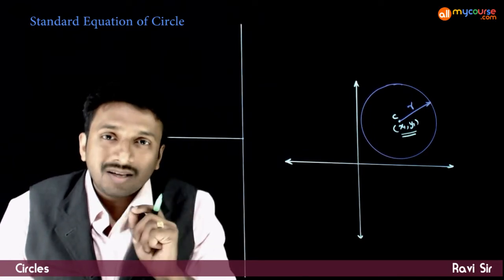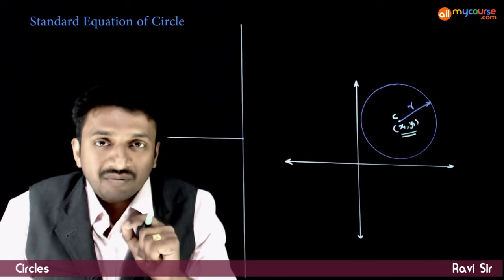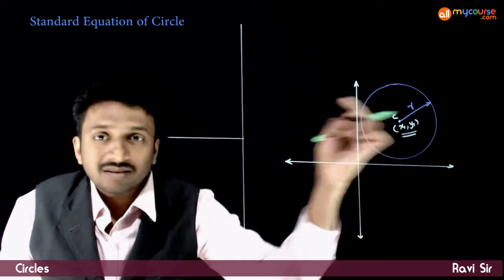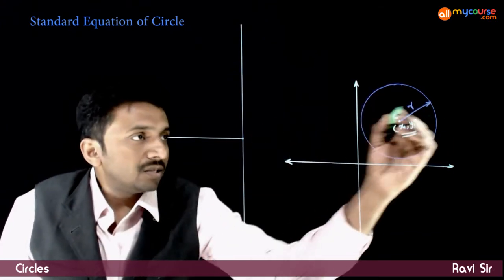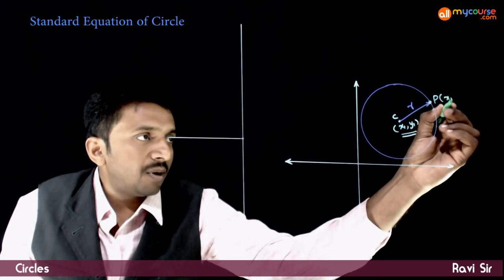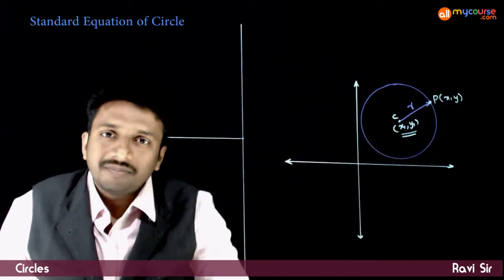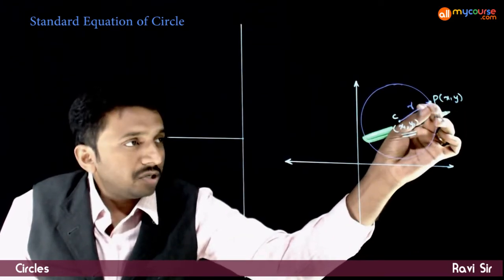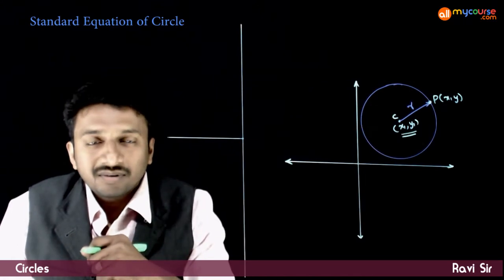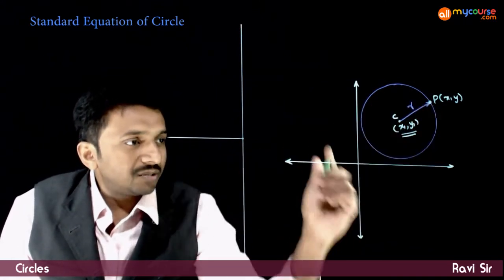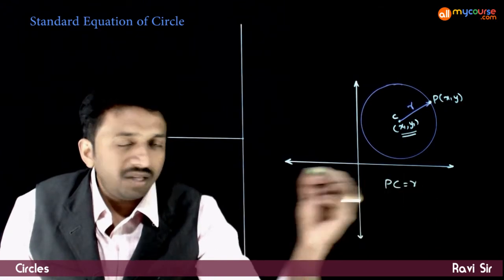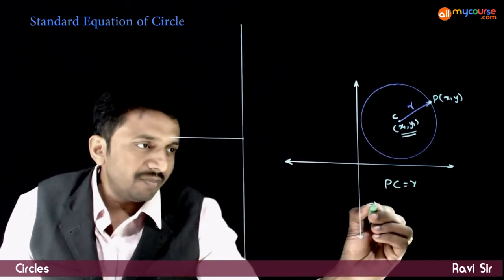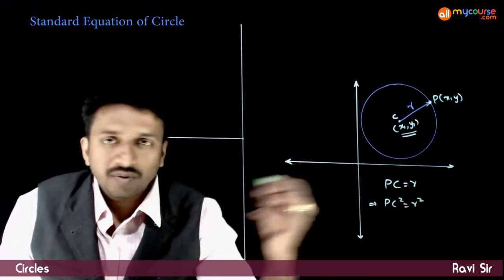Again, remember what the meaning of equation is. An equation is nothing but an algebraic condition which each and every point on this locus satisfies. So let P(x, y) be a general point on the circle. Now if P(x, y) is a general point on the circle, what should be the condition that P has to satisfy? The condition is that PC has to be equal to R, right? The distance of P from C has to be equal to R. This implies PC square is equal to R square.